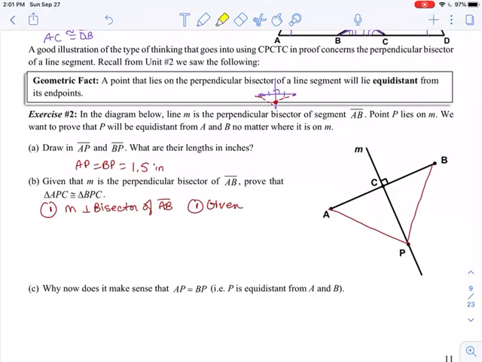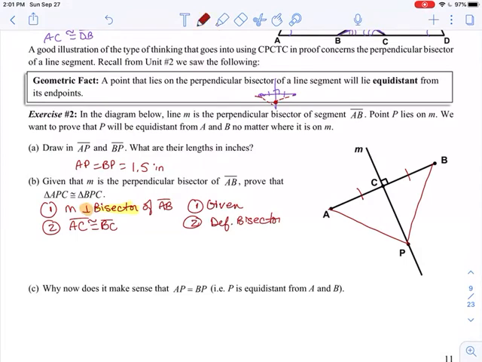So if it's the perpendicular bisector, it's a bisector, it's cutting that in half. So basically AC is congruent to BC. So let's write that down. AC congruent to BC. How do I know that? Well, because it was a bisector, so just definition of bisector is perfect.